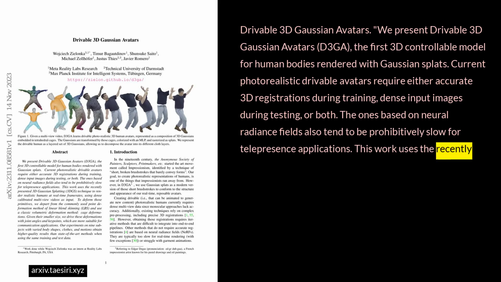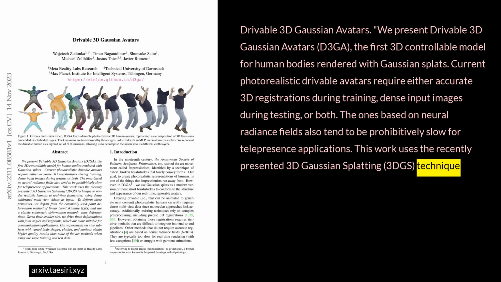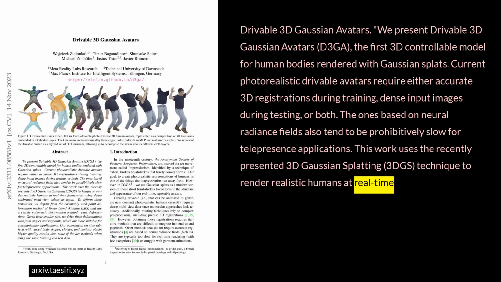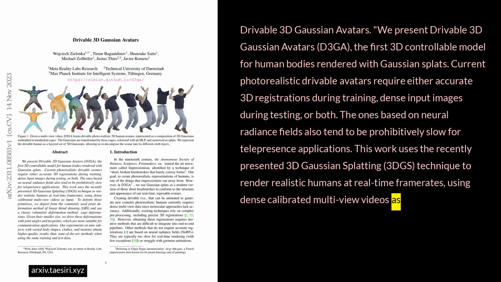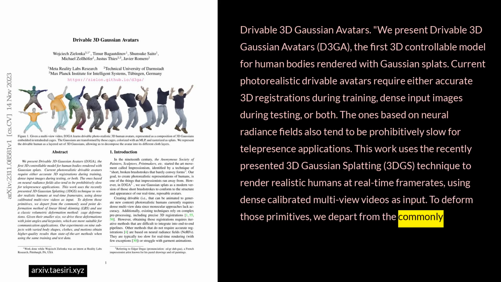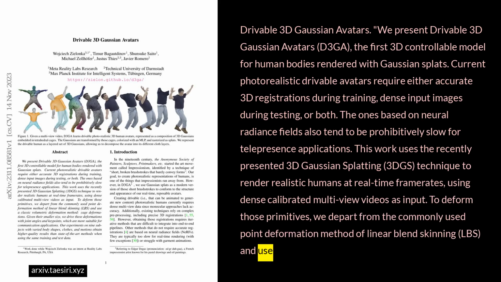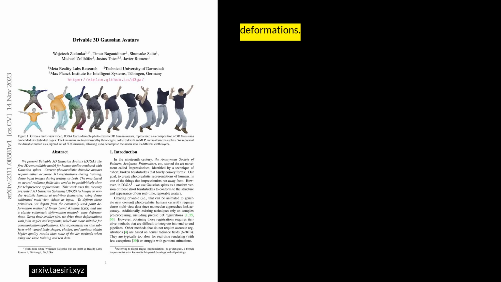This work uses the recently presented 3D Gaussian splatting, 3DGS technique, to render realistic humans at real-time frame rates, using dense calibrated multi-view videos as input. To deform those primitives, we depart from the commonly used point deformation method of linear blend skinning, LBS, and use a classic volumetric deformation method, cage deformations.